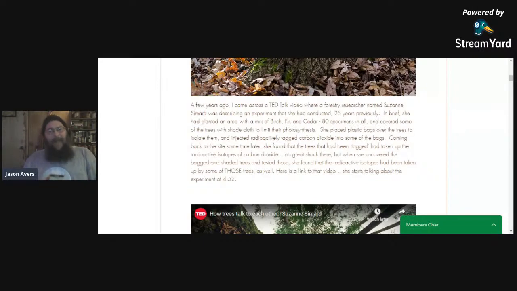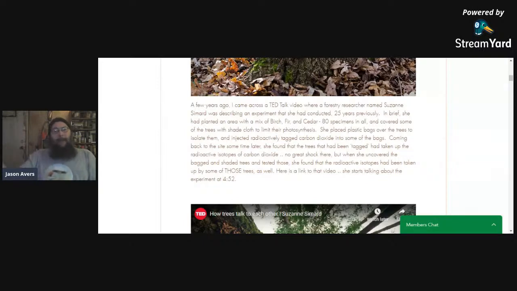She left the site and came back an hour or two later, and used her Geiger counter on the trees that she had injected the atmosphere around with the radio-tagged carbon dioxide, and discovered that, lo and behold, yes, just as expected, the trees had photosynthesized. They'd taken that carbon up into the leaves. They were now part of the tree. So it made the Geiger counter go when she ran it over it. That's to be expected. No shock there.